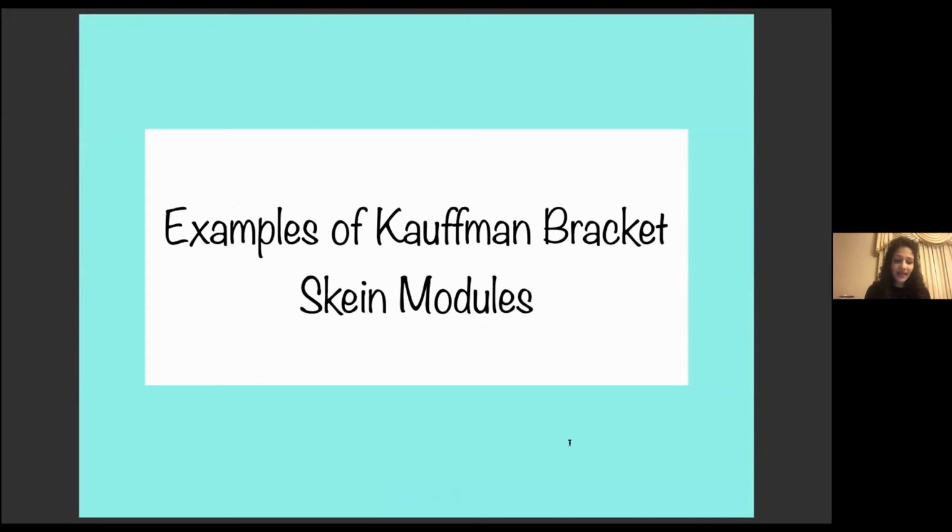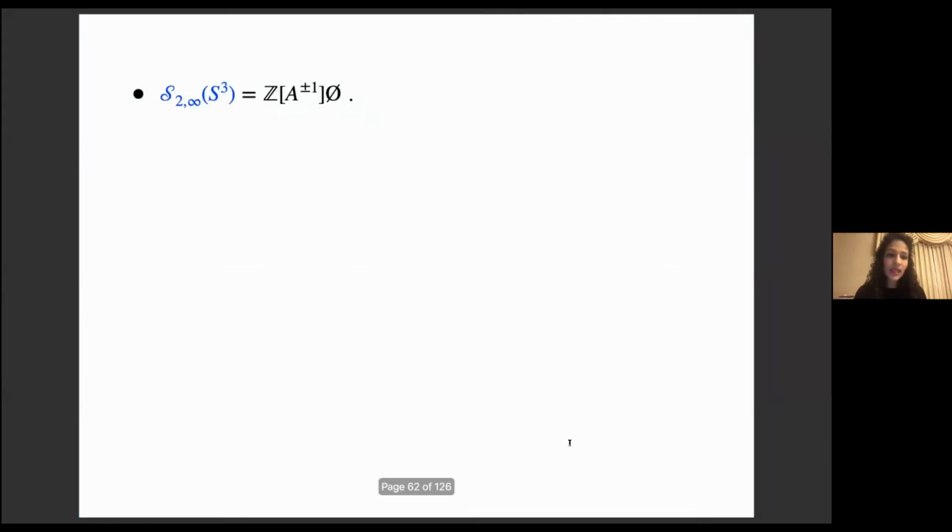Okay, so now that I've mentioned some properties, let's talk about some computed examples for Kauffman bracket Skein modules. The first one and the simplest one is the Kauffman bracket Skein module for S3. It is the ring of Laurent polynomials with integer coefficients in the variable A, and the empty link is a generator.